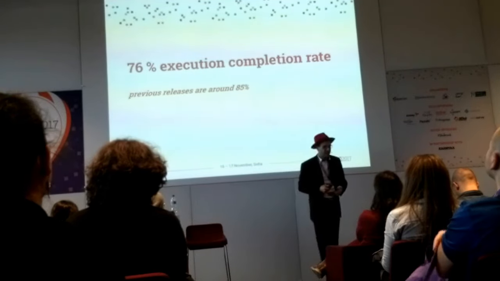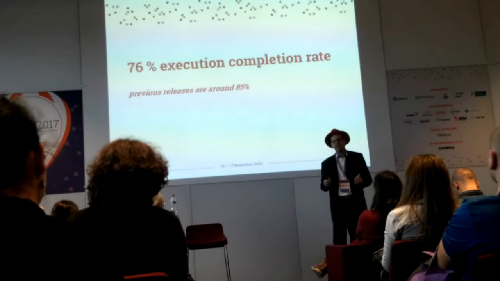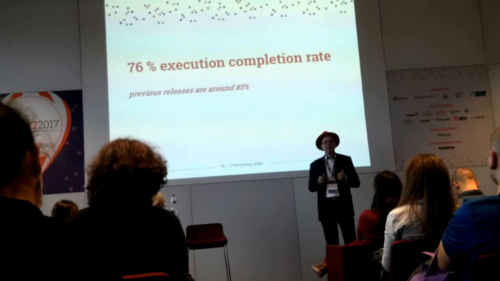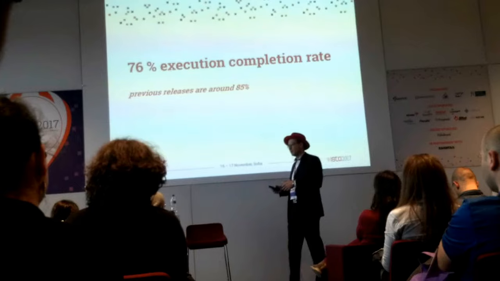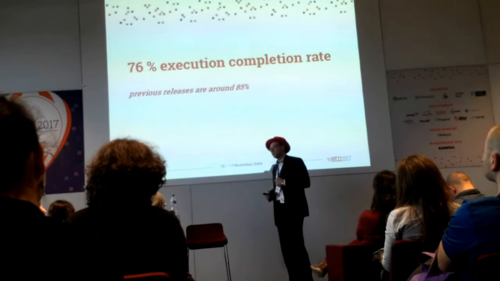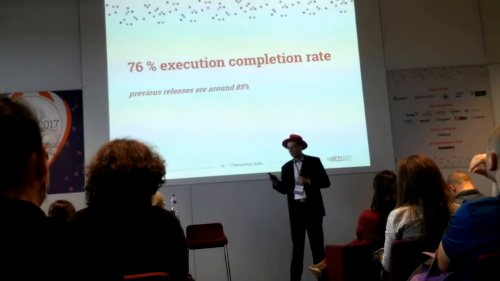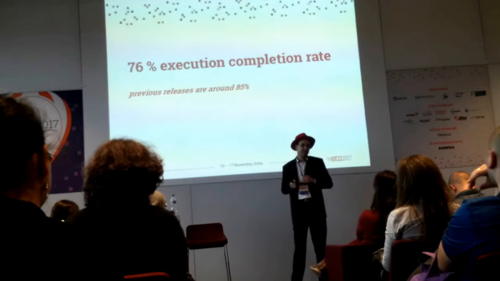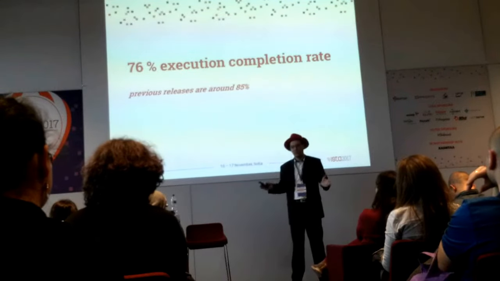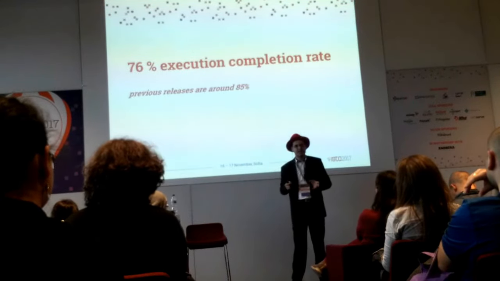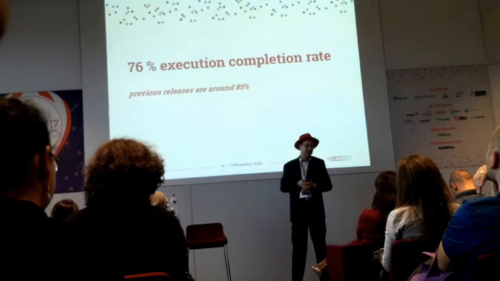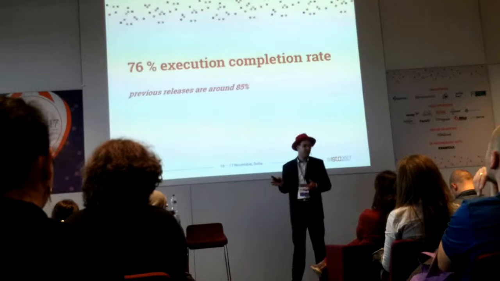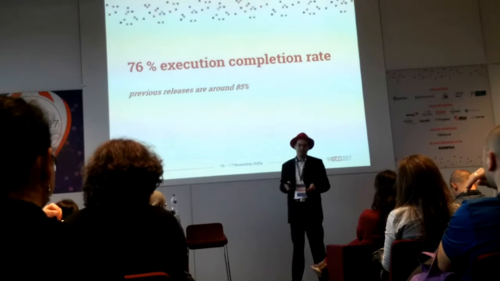The next metric that I have is execution completion rate. I had a 76% execution completion rate. That means from all of these test executions that I assigned to myself, I was able to perform and complete 76% of them. This is total throughout the entire testing campaign. The average for my team is about 85%, and that's a historical number aggregated over many, many years.